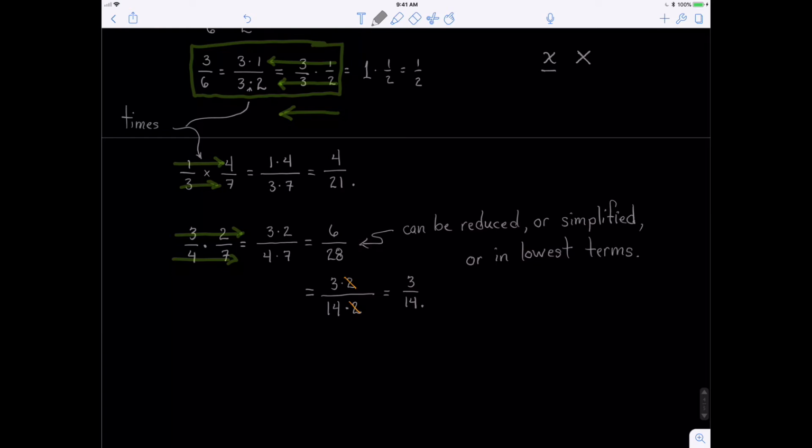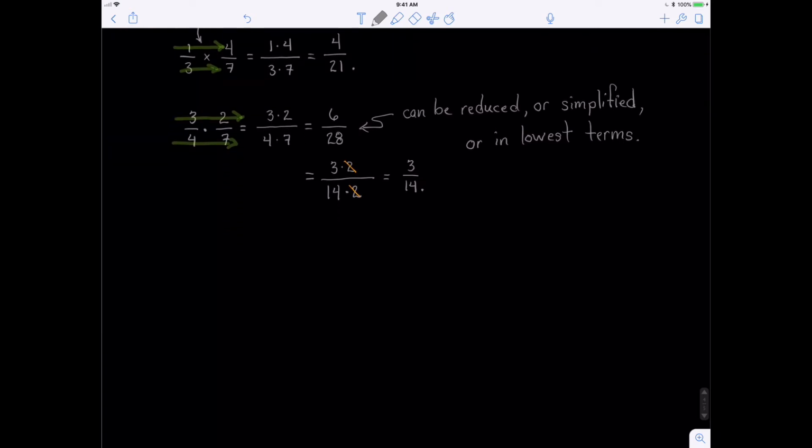Now, let's try the same problem, but we're going to take a slightly more insightful approach. Let's start again with 3/4, and we're going to multiply that by 2/7. Well, 3 can't be written as a product of other numbers other than 3 times 1, so that doesn't give us any advantage, and 2 is the same kind of number. But 4, we could write as 4 times 1, but that doesn't change anything.